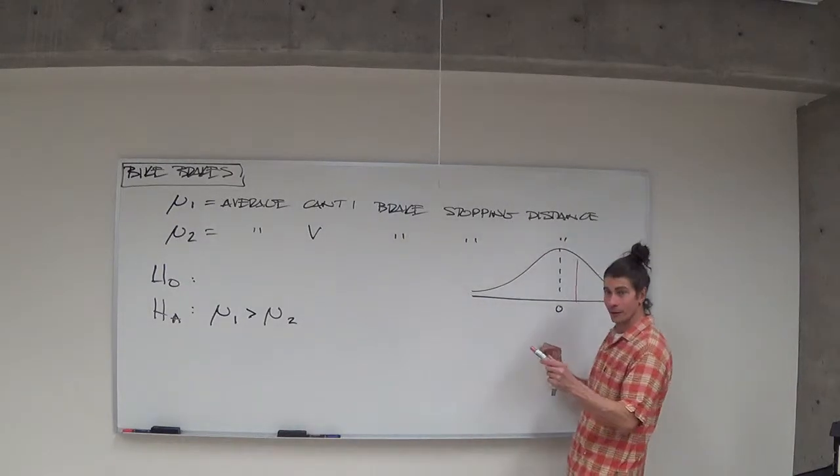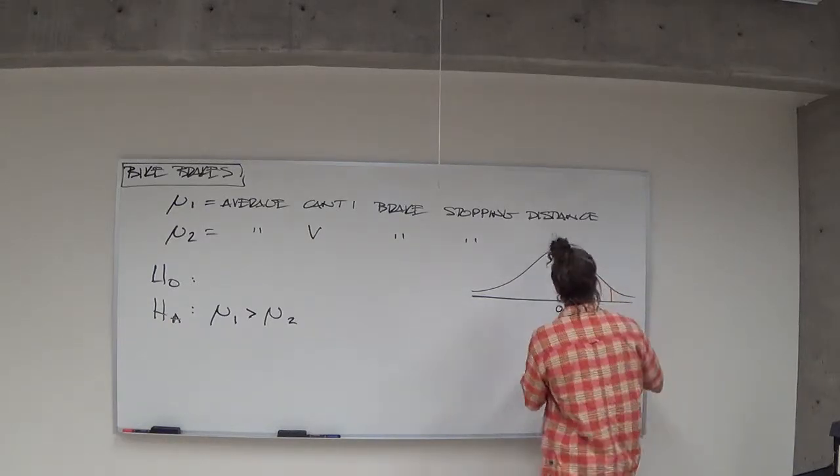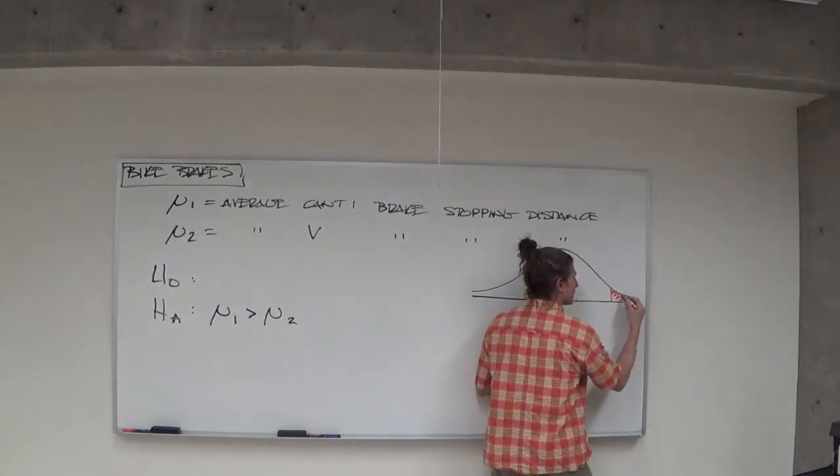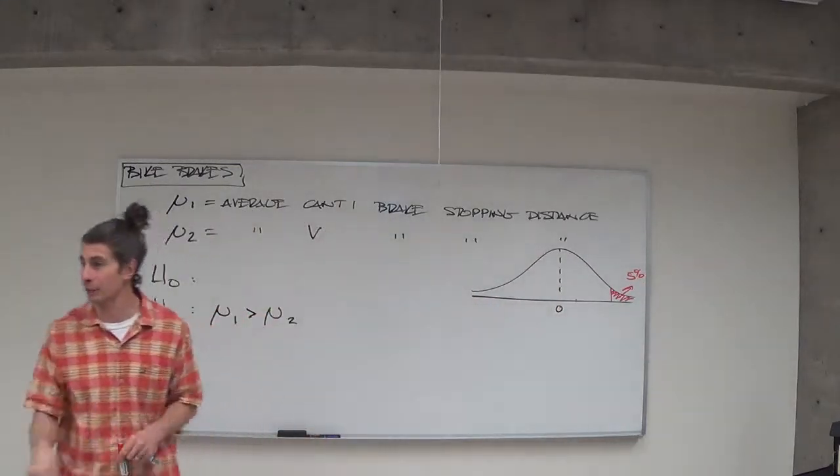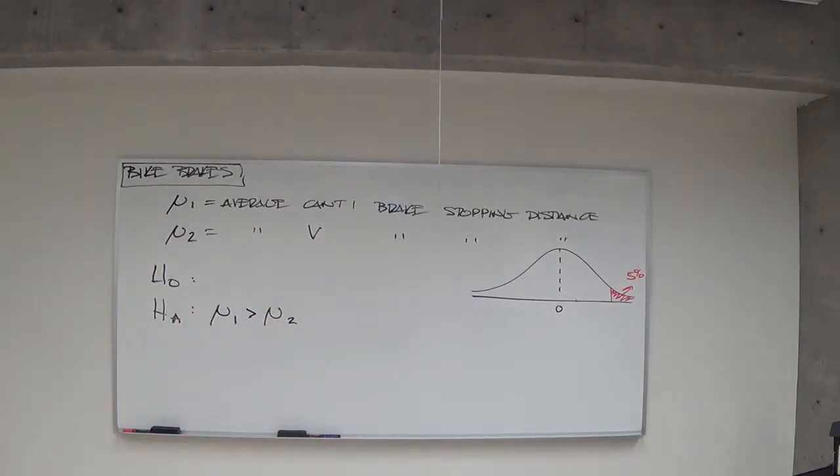Is that fair? Cool. So what we want to do is see, does our data land out here in the 5%? Which would mean the cantilevers are worse, statistically significantly worse. Then we can analyze, we can hyperanalyze practical significance if we want to. Fair enough? Good.